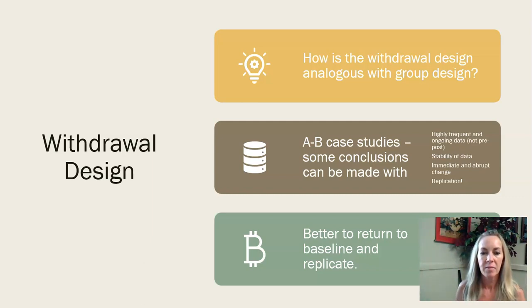If it is highly frequent and ongoing data, and you have stable data, and you have immediate and abrupt change with a lot of replications, maybe you did that with 20 students and you saw a replication across each of those 20 students, then that strengthens what you can say about an AB design. But ultimately, AB design is a correlational design at most, and we need to have 3 replications of effect with 1 student in order to show a functional relation and experimental control. So it's better to return to baseline and replicate.